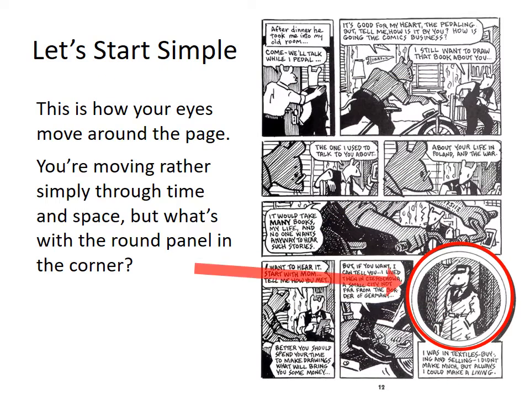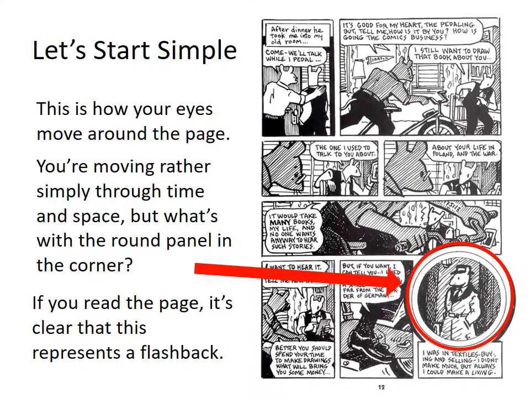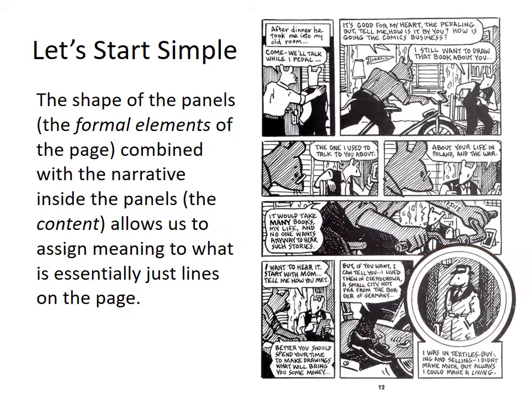But then something weird happens in the bottom corner. And what's with this round panel? If you read carefully through it, you realize that this represents a flashback. So all the square panels are things happening in the present day in chronological order, and then the round panel is a flashback to Nazi Germany where we get the actual story of the comic.